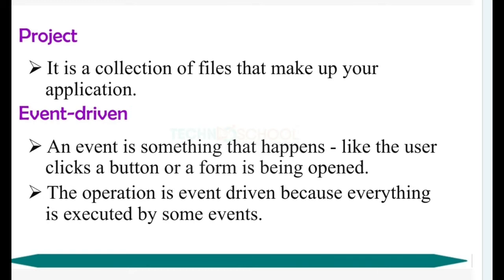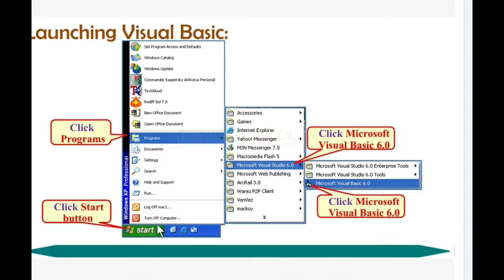An event is something that happens, like the user clicks a button or a form is being opened. I already explained and showed you event driven programming in the Visual Basic practical video. When you click on some controls, it shows the list of events: mouse click event, mouse drag event, key press event, and so on. All these things are available in the event list. So as per requirement, you can set events.